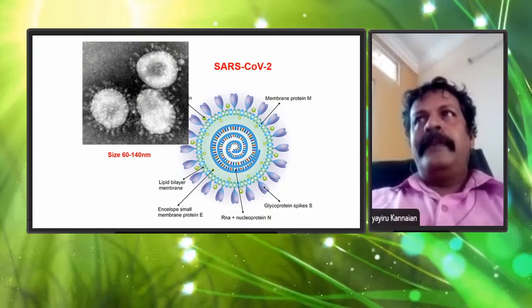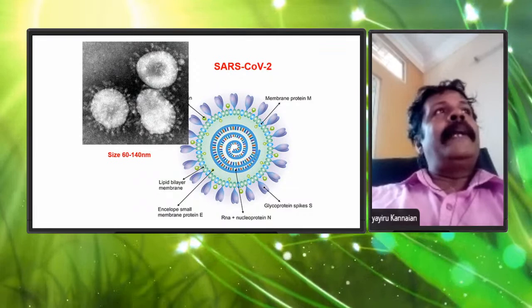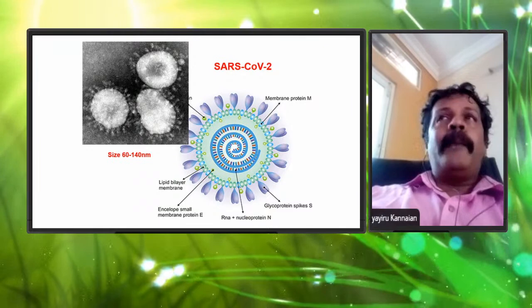Again, the structural details of just diagrammatic representation of SARS-CoV-2. When we come to the shape and size, as an aerobiologist, as this is spherical, it has maximum ability to be suspended in air. Then the size is nano size. So again, I'm confident about it that it can easily become airborne. Next slide, please.